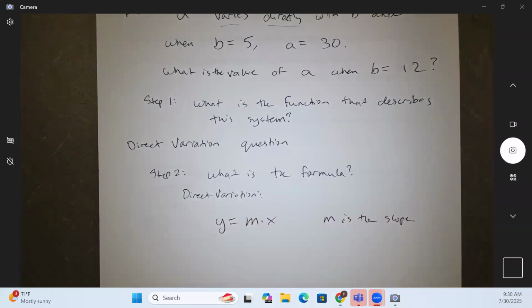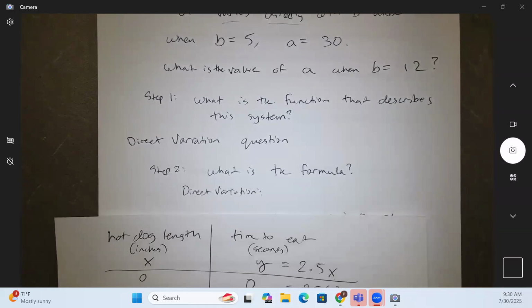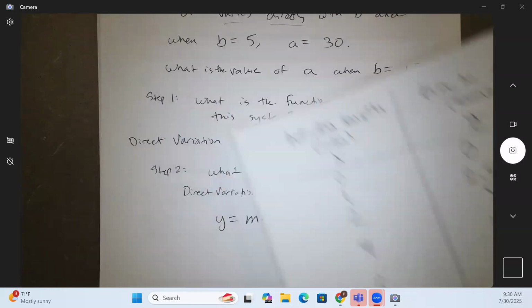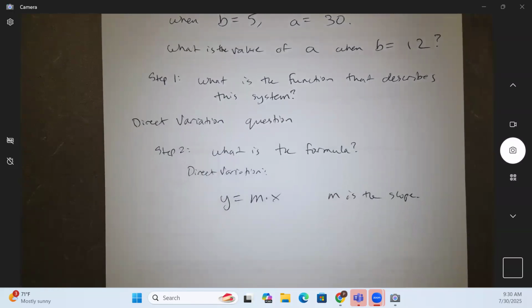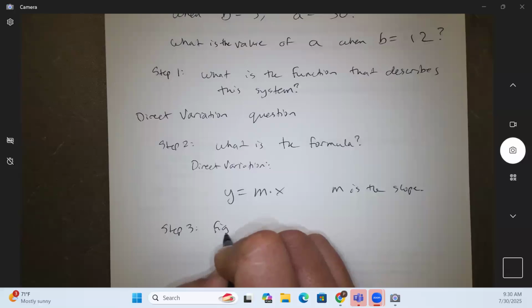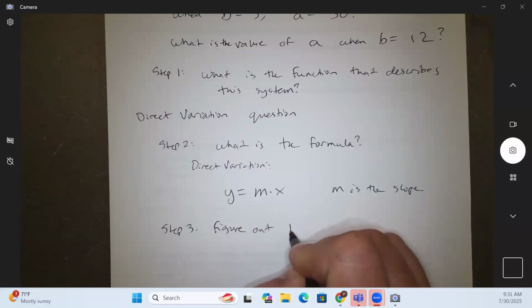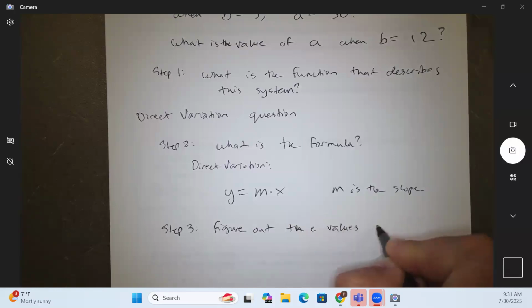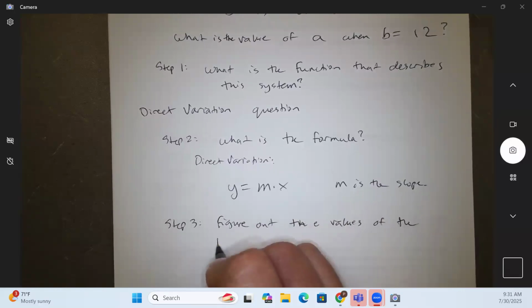Just like we had here, all of that work just to get to y equals 2.5 times x. There's our graph. The slope is 2.5. There's no constant term added or subtracted. So step 3, figure out the values of the letters.